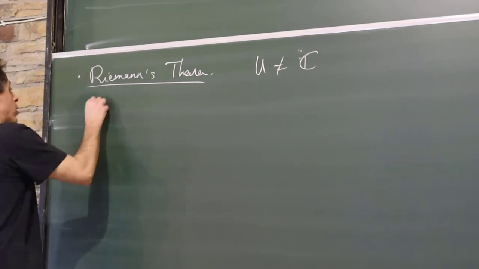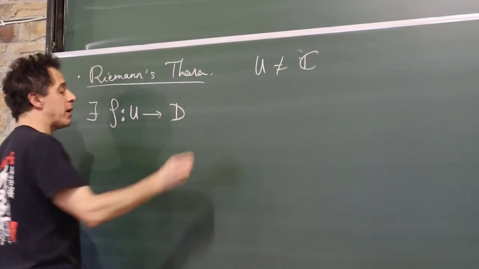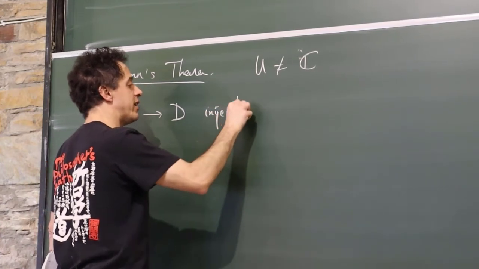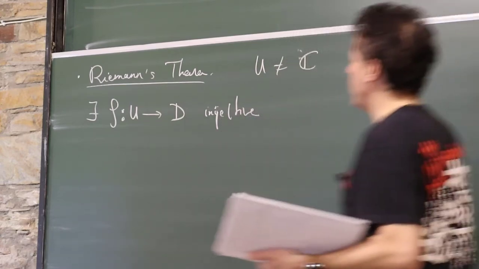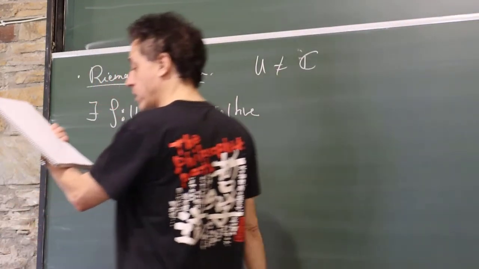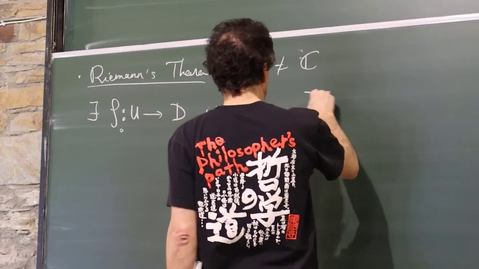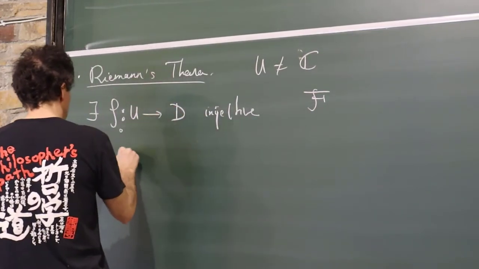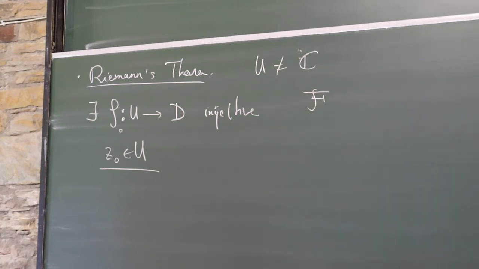You know that there exists at least one injective function from U to the disk. At least there exists one. Call it f0, some injective function. Now consider the following family of functions. Take an arbitrary point z0 in U, and consider the following family.